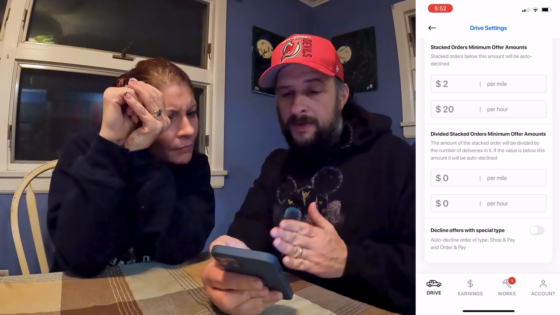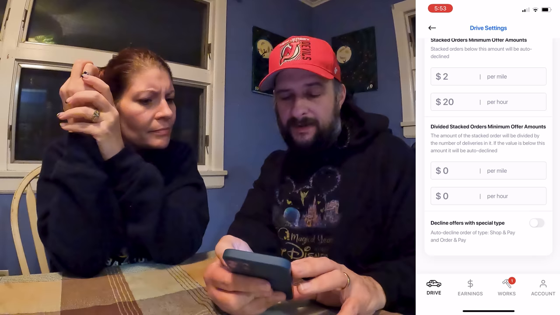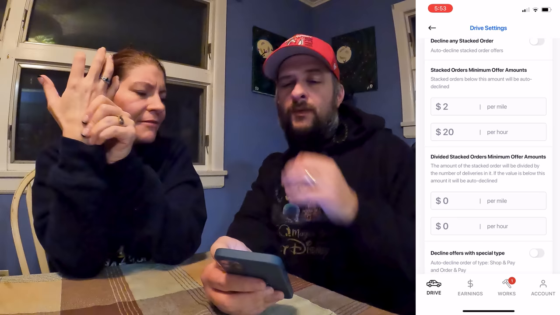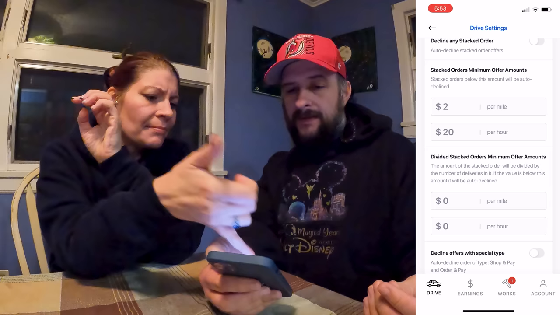Yes, I'm kind of confused by that one. So I guess it's the same parameters as that. I would assume it would be the same. Divided stacked, what it should say really is the minimum amount of money that you want to accept. But what's the difference between divided stacked and stacked? I feel like there's a mistake here, so I don't want to touch this.